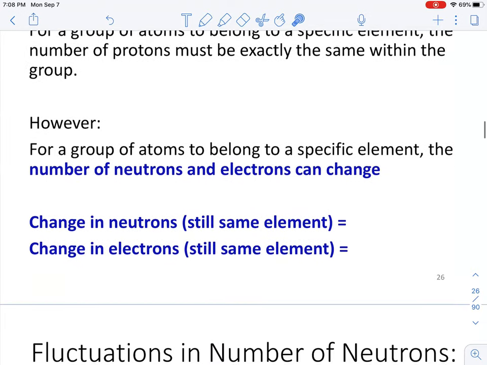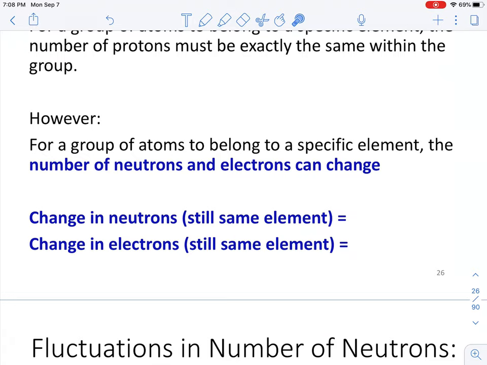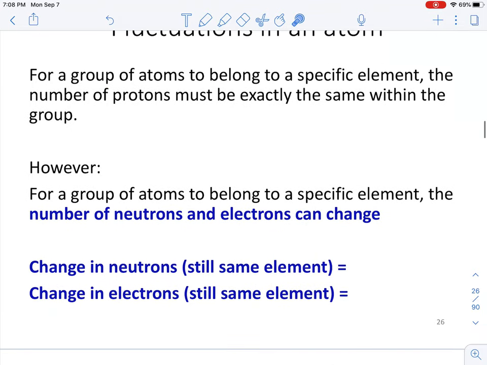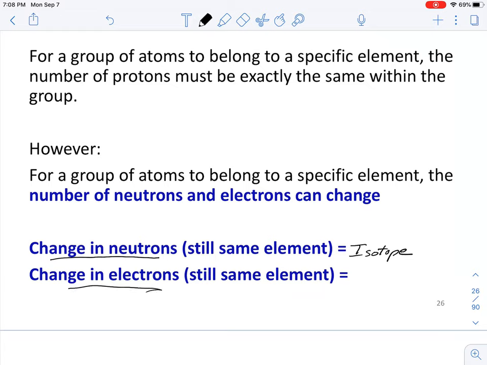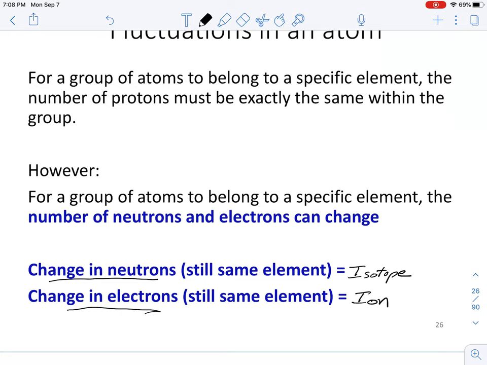And so, basically, if you fluctuate the number of neutrons and the number of electrons, the terminology to classify that element also changes. And so basically, if you change the number of neutrons, that is when you would call that substance an isotope. Okay. When you change the number of electrons, that's when you call that specific substance an ion, okay? So it's an ion of that same element. It's an isotope of that same element.